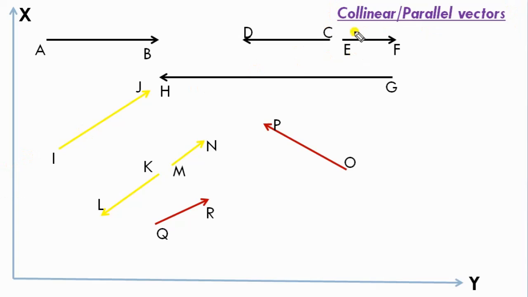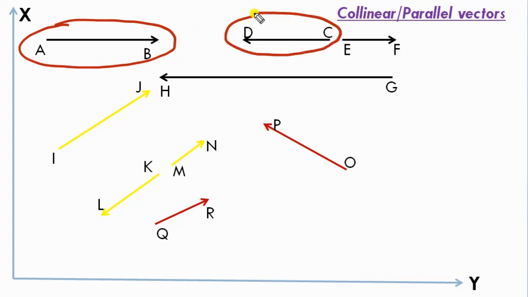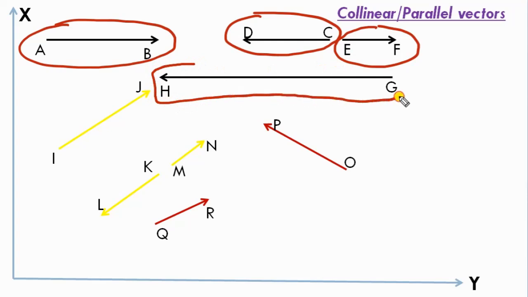When will we call two vectors collinear or parallel vectors? It's simple. Two vectors are said to be collinear or parallel if they either have the same direction or exactly opposite direction. It's as simple as this. So vector AB is parallel to vector CD is parallel to vector EF because all of them have either the same direction or exactly opposite direction. Similarly, this vector GH is also parallel to the above three vectors. Why? Because all of them either have the same direction or exactly opposite direction.